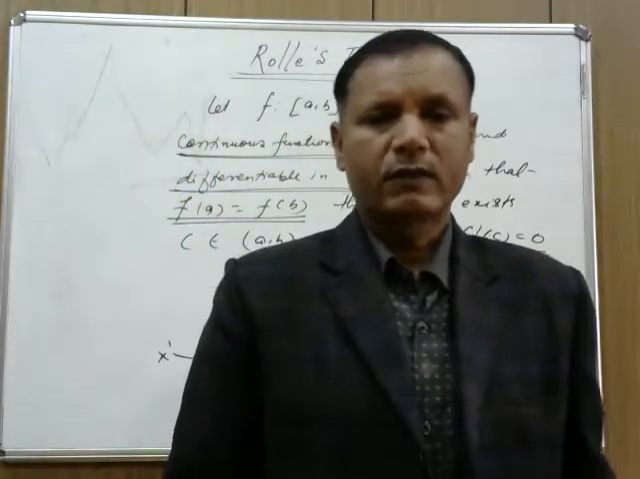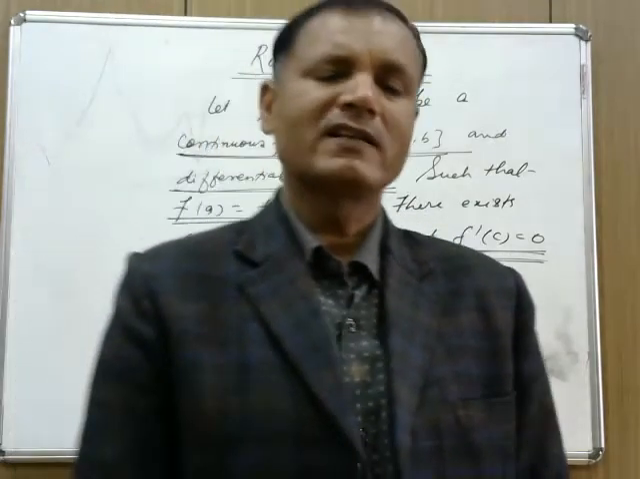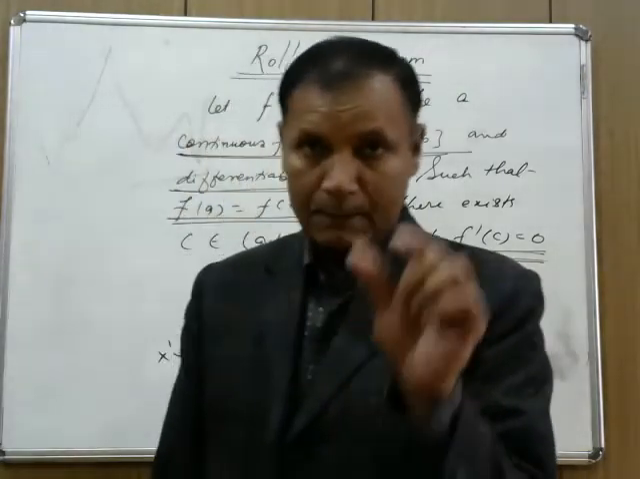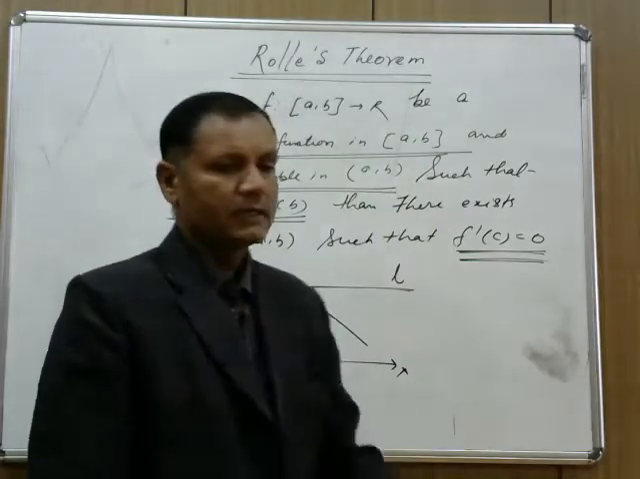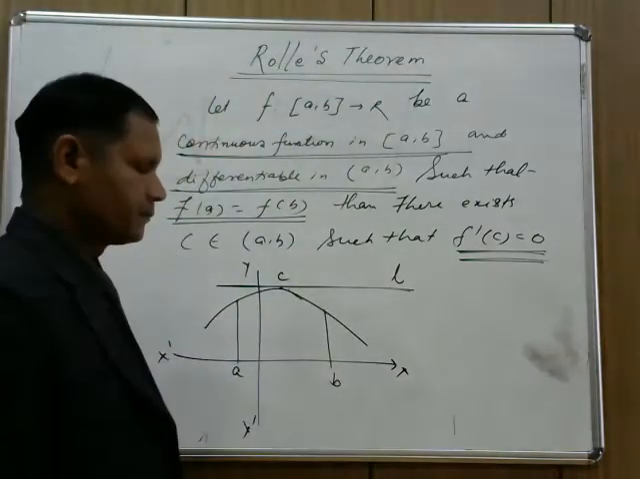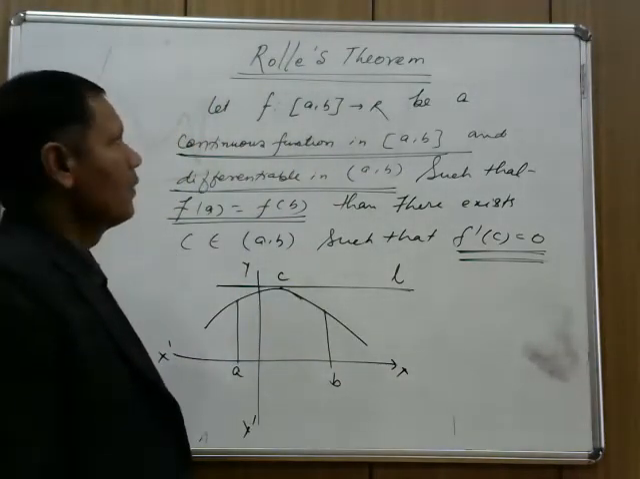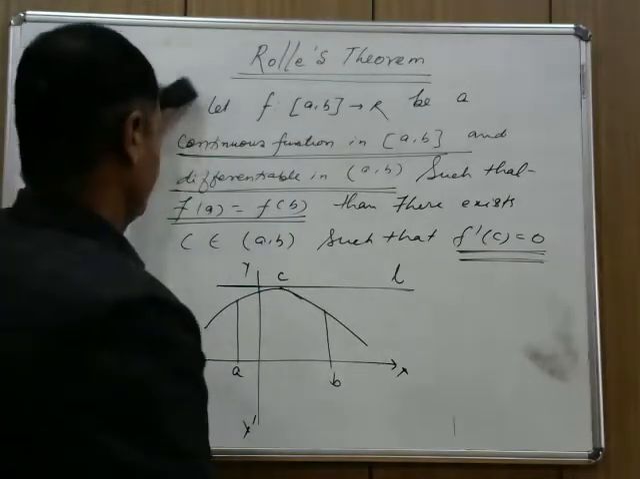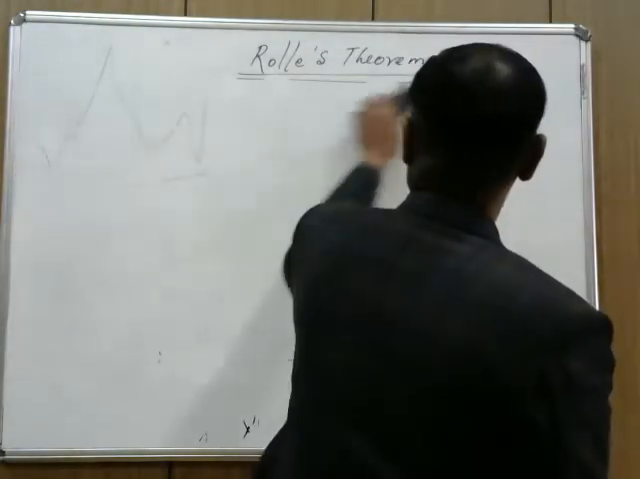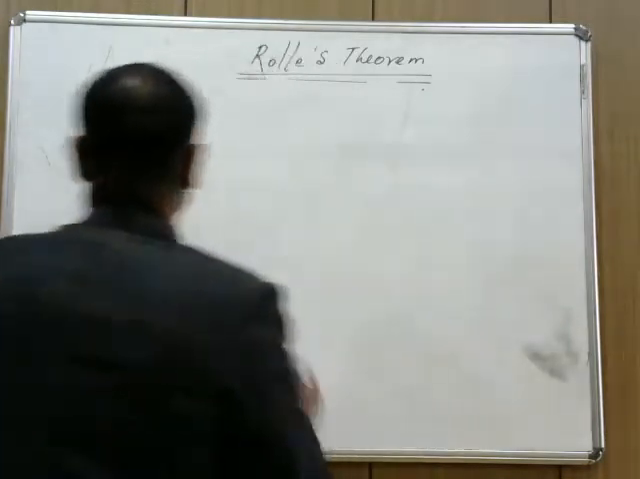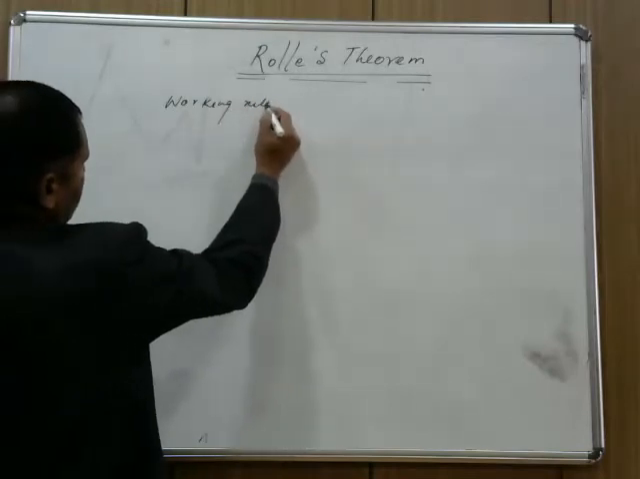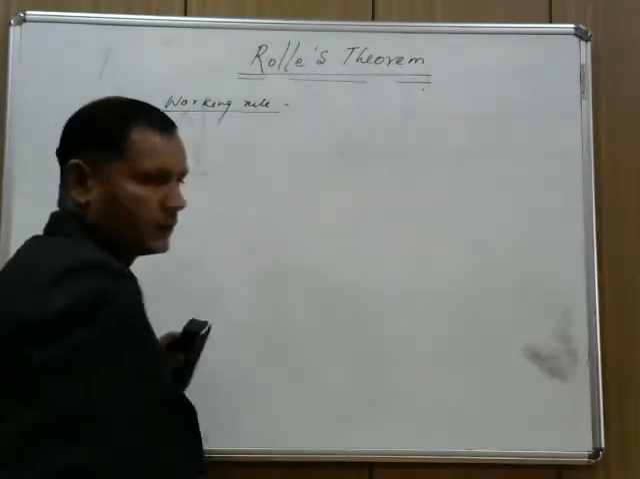Now generally we will get a linear equation or quadratic equation sometimes, and find the value of c. Solve it for c because f dash of c equal to 0. Now the value of c must lie between the interval a and b, and then we say that yes, the Rolle's theorem is verified, right? Now I write the working rule for verifying Rolle's theorem.